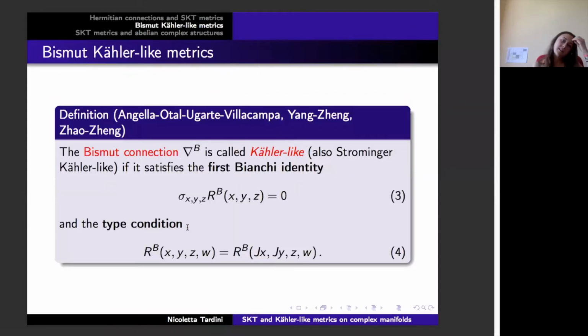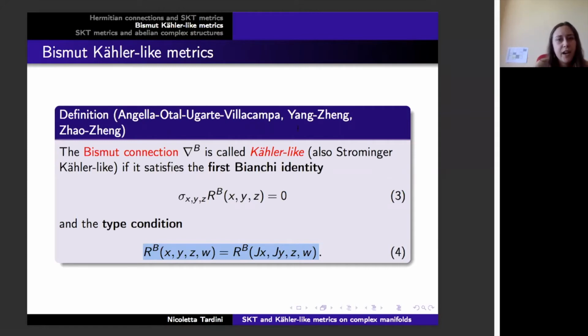And so this is essentially the motivation for this definition. The Bismut connection is called Kähler-like if its curvature satisfies Kähler-like symmetries, in the sense that it satisfies the first Bianchi identity and this condition of J invariance in the first two entries of the curvature. This definition of being Kähler-like was originally given by Yang and Zhang in the case of either the Chern connection or the Levi-Civita connection, but then Angella, Otal, Ugarte and Villacampa extended this definition to hold for the Hermitian connections in the Gauduchon line. In particular, in the Gauduchon line, we have the Bismut connection. So I would say probably this definition is due to Angella, Otal, Ugarte and Villacampa.